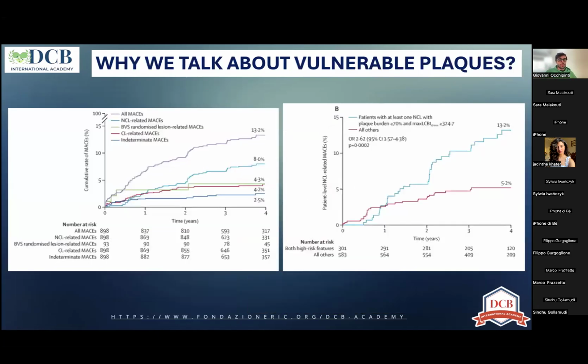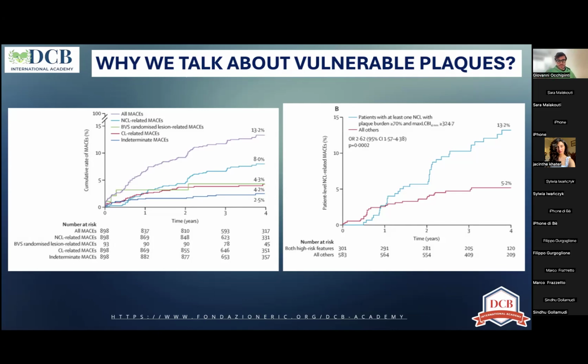Why do we talk about vulnerable plaques? Basically, we talk about vulnerable plaques because when we have found those characteristics, the ones that we have described with the invasive and non-invasive imaging techniques, we have also found at follow-up, in the majority of the studies that have investigated the natural history of plaques, that these particular characteristics are related to a higher incidence of adverse events, especially MACE, and among those, TLR, target lesion revascularization, spontaneous MI, and in some studies, cardiac death.